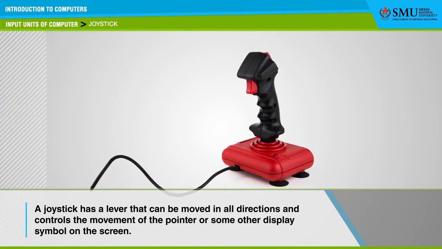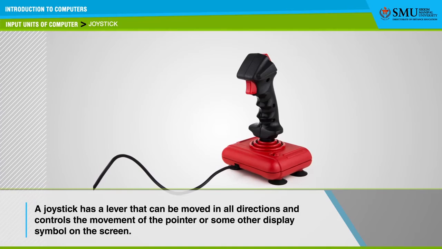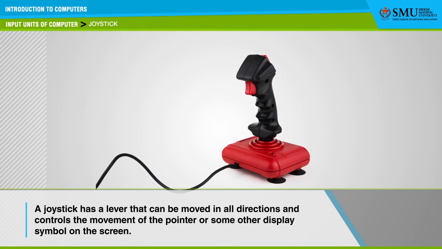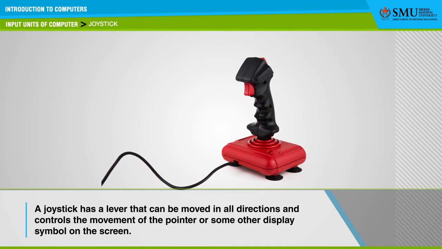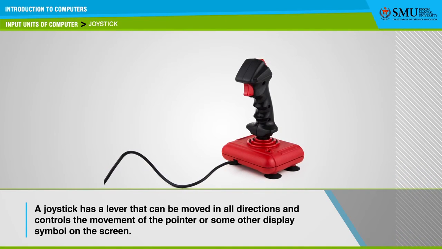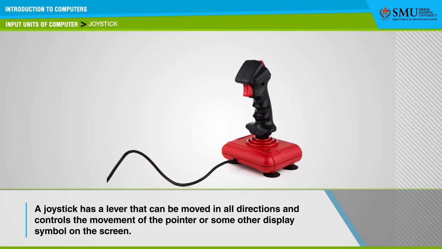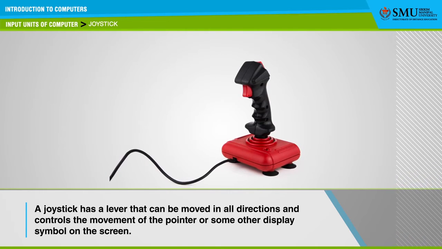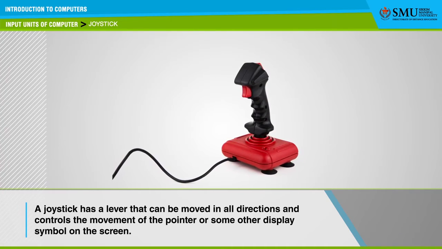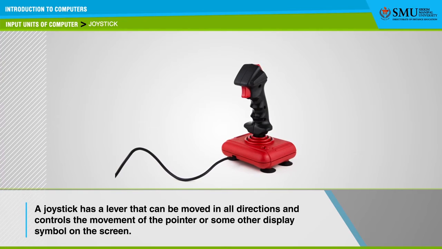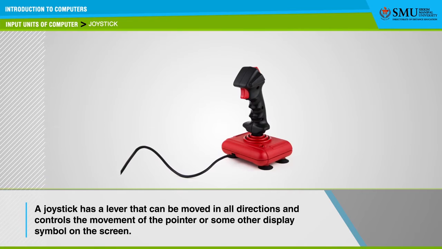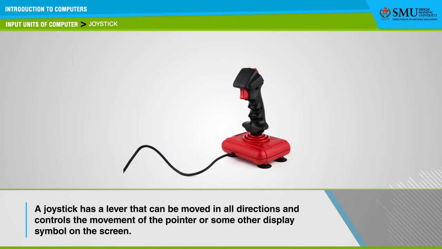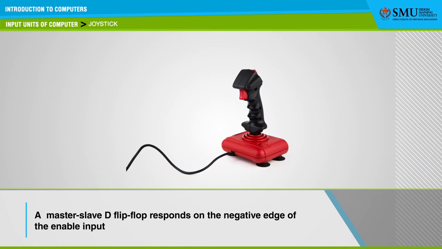A joystick has a lever that can be moved in all directions. It controls the movement of the pointer or some other display symbol on the screen. A joystick is like a mouse except that the pointer stops moving once the mouse is stopped. However, in a joystick, the pointer continues to move in the direction to which the joystick points. To stop the pointer, the joystick has to be returned to the upright position.